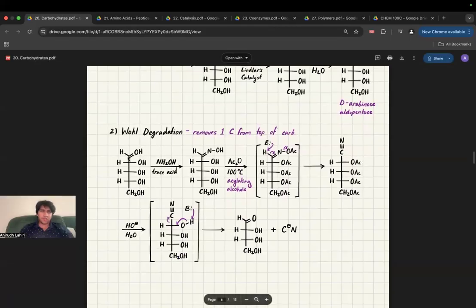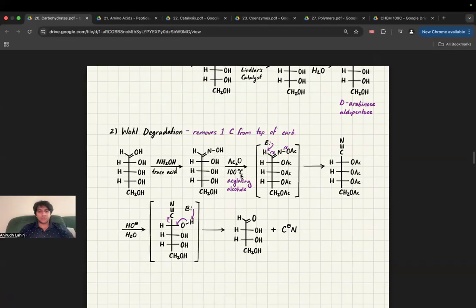It's not precisely the opposite of Kiliani-Fisher. So what do we do? We add this reagent, NH2OH. This is basically just imine formation, with trace acid. So we replace the carbonyl O with NH2OH. From there, we use Ac2O at 100 degrees Celsius.